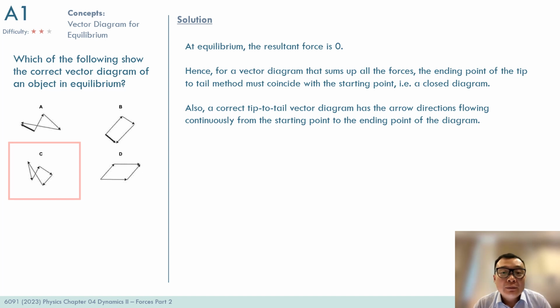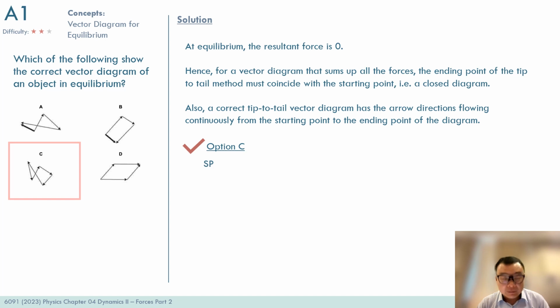What does a zero resultant force mean? It means that the ending point of the tip to tail method will be at the starting point. Some of us describe this as a closed diagram, where the starting point and the ending point is the same. So with this, the answer is C.